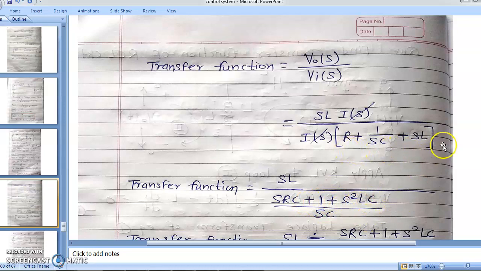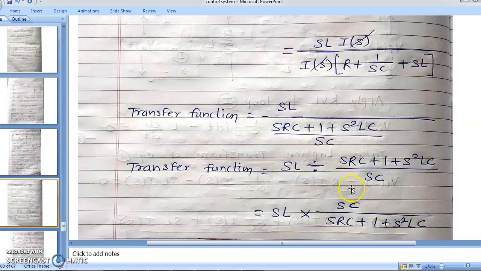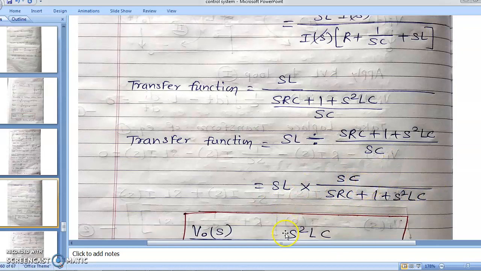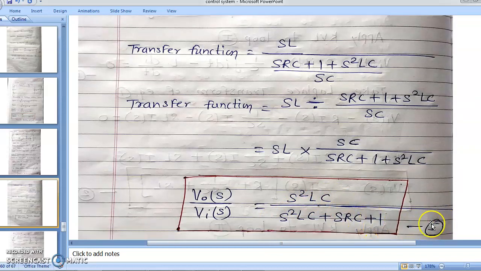So make the denominator the same, and after making this denominator the same, we have to rearrange this equation, that is SL divided by (SRC plus 1 plus S square LC divided by SC), and make this a multiplication: the denominator goes in the numerator and the numerator becomes the denominator. So it becomes SC upon SRC plus 1 plus S square LC. After multiplication, we get S square LC in the numerator divided by S square LC plus SRC plus 1. This is equation number 5.